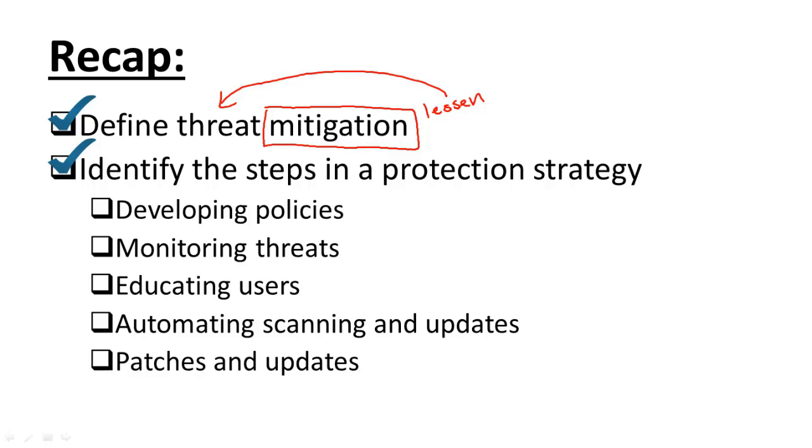Some of the steps that we identified in this strategy were first to develop strong policies. For instance, a password policy is important, download policies, internet use policies, and so on and so forth. We also need to monitor threats, not just internal, but we need to research what's going on around the world so we know what the latest things are that are attacking our systems.